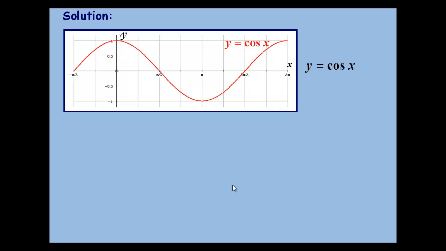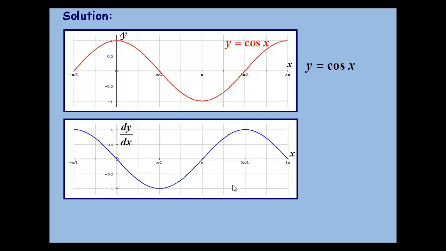Okay, this is what you should have got. Well, there's the y equals cos x graph. Your gradient graph should have looked a bit like that.